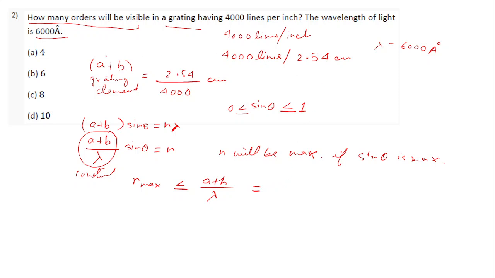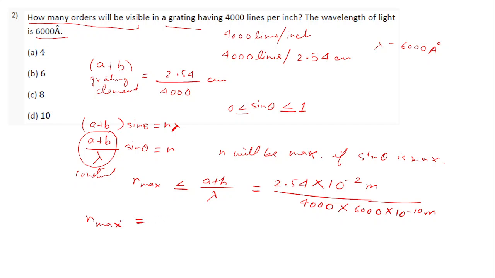Now A plus B, which is the grating element, is 2.54 centimeter. If I convert into meter, it will be 10 to the power minus 2 meters divided by 4,000. And then lambda is 6,000 angstrom, that is 10 to the power minus 10 meters. Now n maximum will be less than or equal to this.